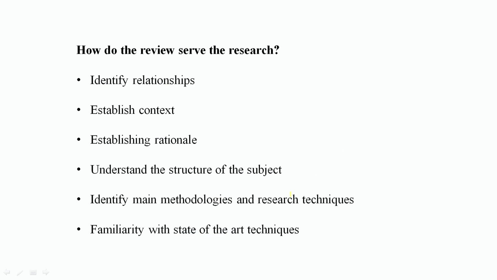So, how does the review of literature serve the research? One is identifying relationships, second is establishing context, third is rationale, the fourth is understanding the structure of the subject, the fifth point is main methodologies and research techniques used, and the last point is familiarizing yourself with the latest techniques. The point number 1 is basically about relationships of variables.